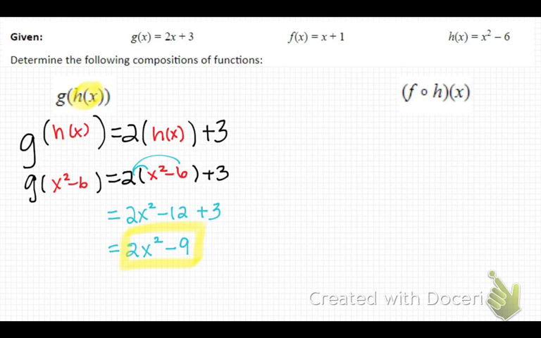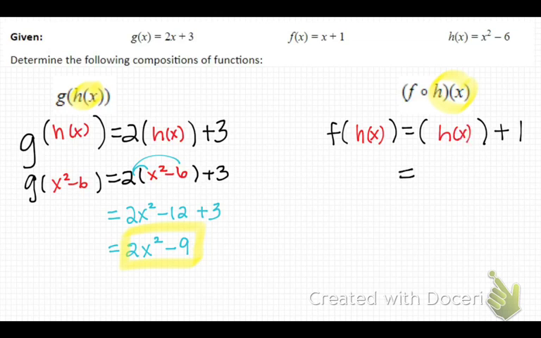But like on the second one, my inner function is h of x again, but what's my outer function this time? What's the outer function on the second one? It's f of x. So now, everywhere I have an x, because f of x is x plus 1, I'm going to write those parentheses. Because normally, I would do f of x equals x plus 1, but instead I'm going to do f of h of x equals h of x plus 1.